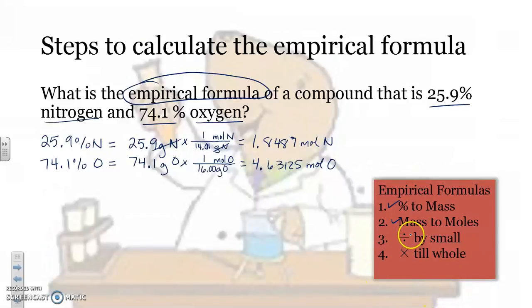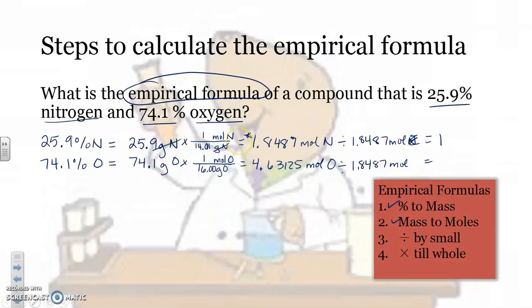Okay, step 3, it says divide by the smallest. So between these two, which one's smaller? Well, this one is smaller. So we're going to divide both of them by 1.8487 moles. All right, when we divide something by itself, we get 1.